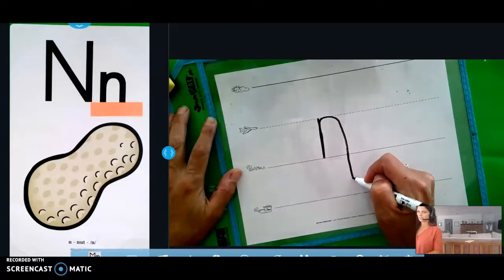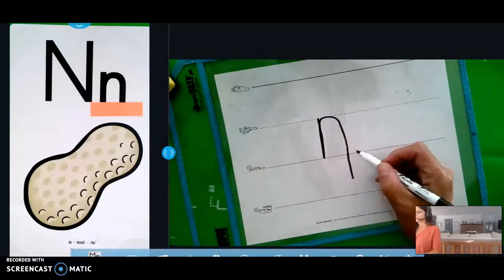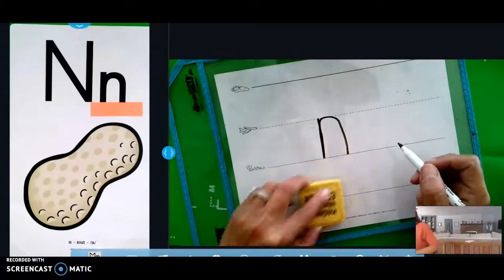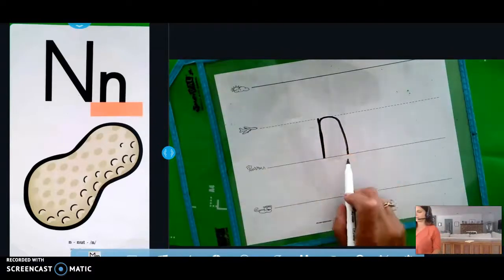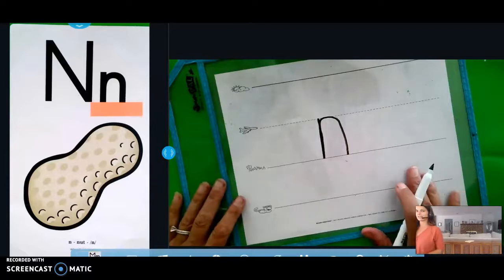Boys and girls, this is not correct. You don't pass the plain line, okay? I'm going to erase it. You stop at that plain line. You don't go below the plain line. Okay? N, nut, n.